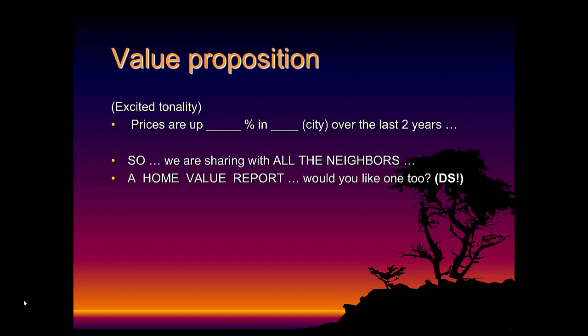So in the United States over the last 2 years, prices have increased generally across the country a lot. So if we use the 2 years, it's really more of an effective number, right? So prices are up 15% in Encinitas over the last 2 years. So, we're just sharing with all of the neighbors a home value report.